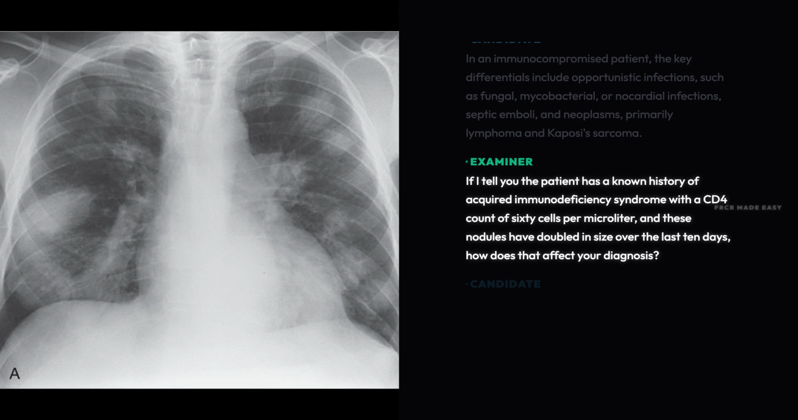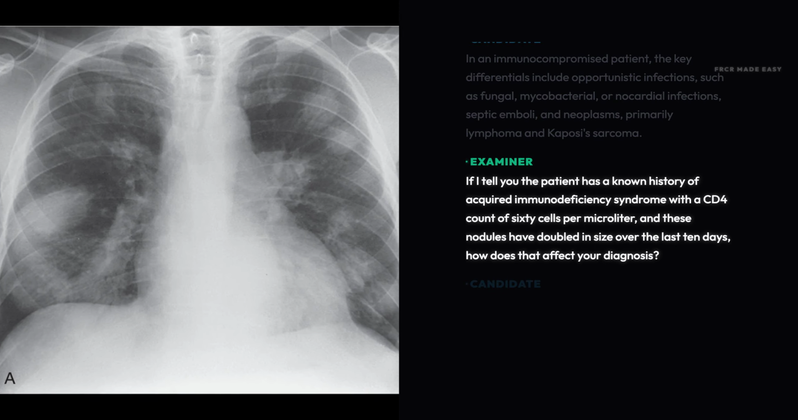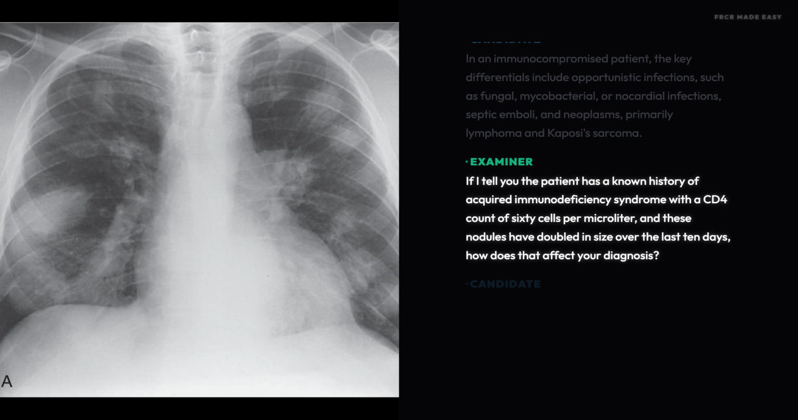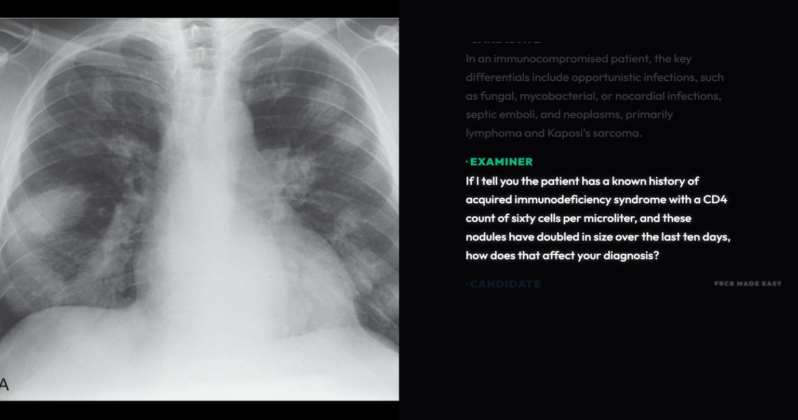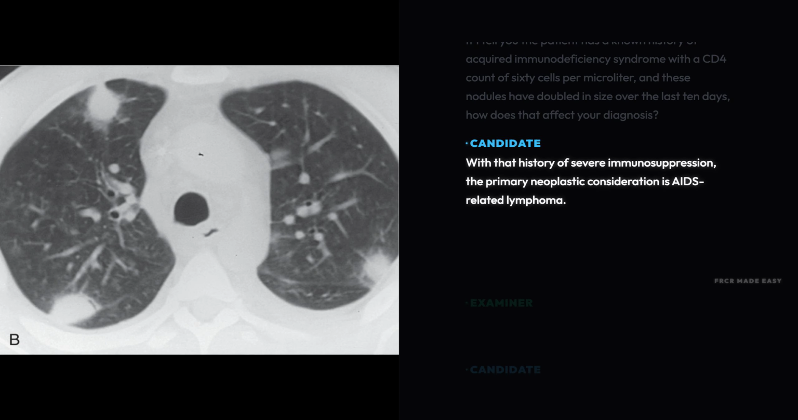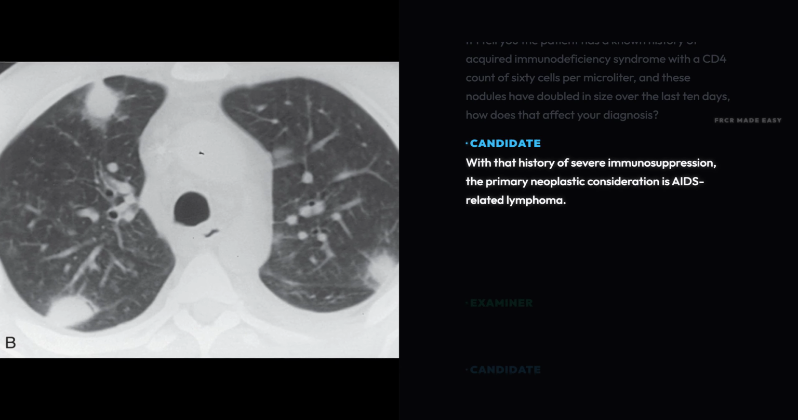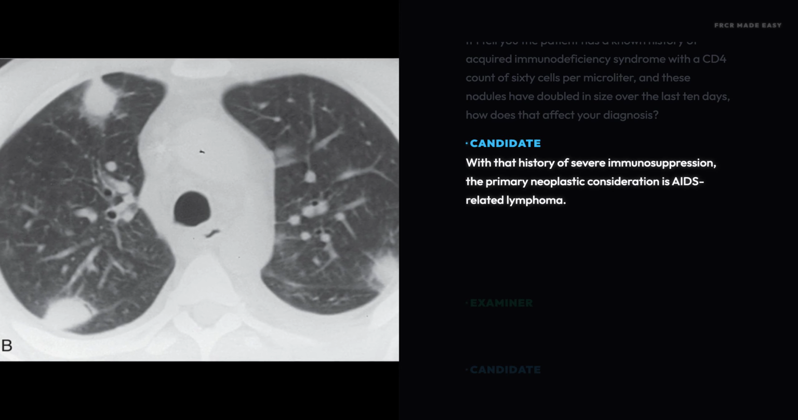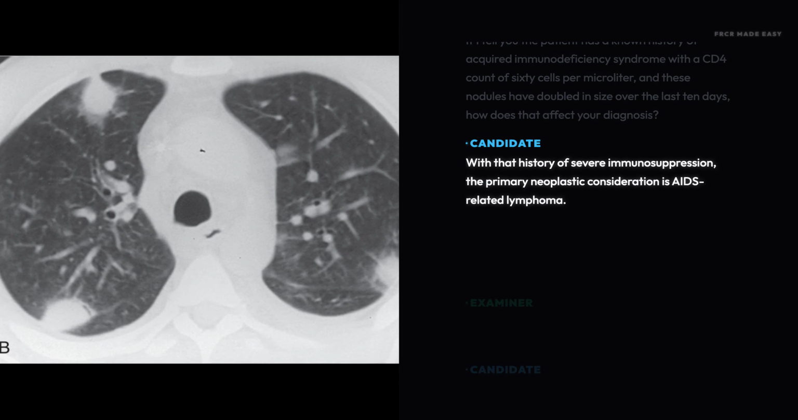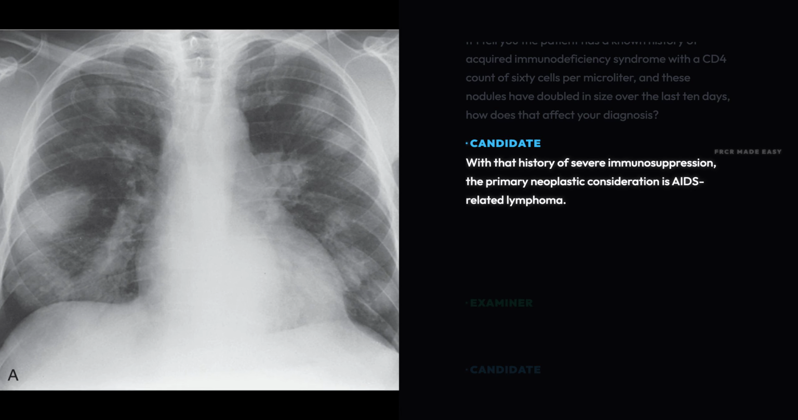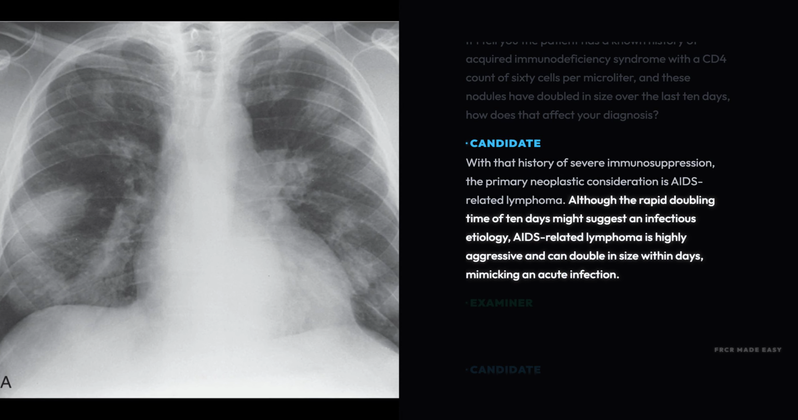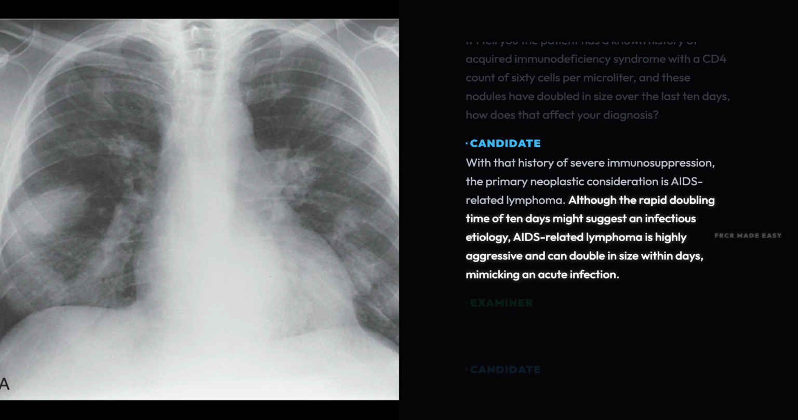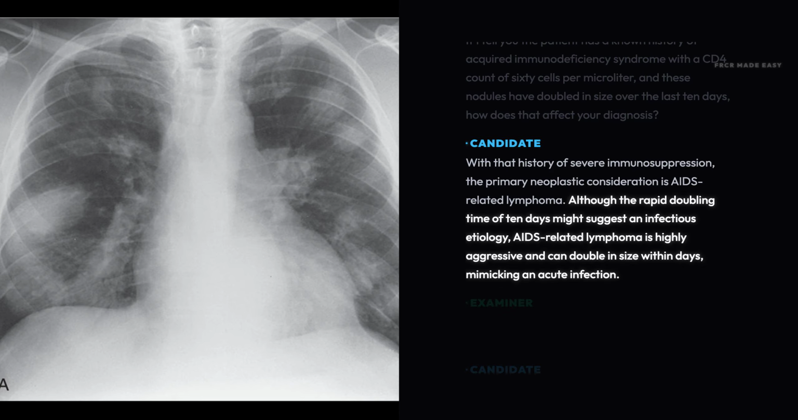If I tell you the patient has a known history of acquired immunodeficiency syndrome with a CD4 count of 60 cells per microliter, and these nodules have doubled in size over the last 10 days, how does that affect your diagnosis? With that history of severe immunosuppression, the primary neoplastic consideration is AIDS-related lymphoma. Although the rapid doubling time of 10 days might suggest an infectious etiology, AIDS-related lymphoma is highly aggressive and can double in size within days, mimicking an acute infection.